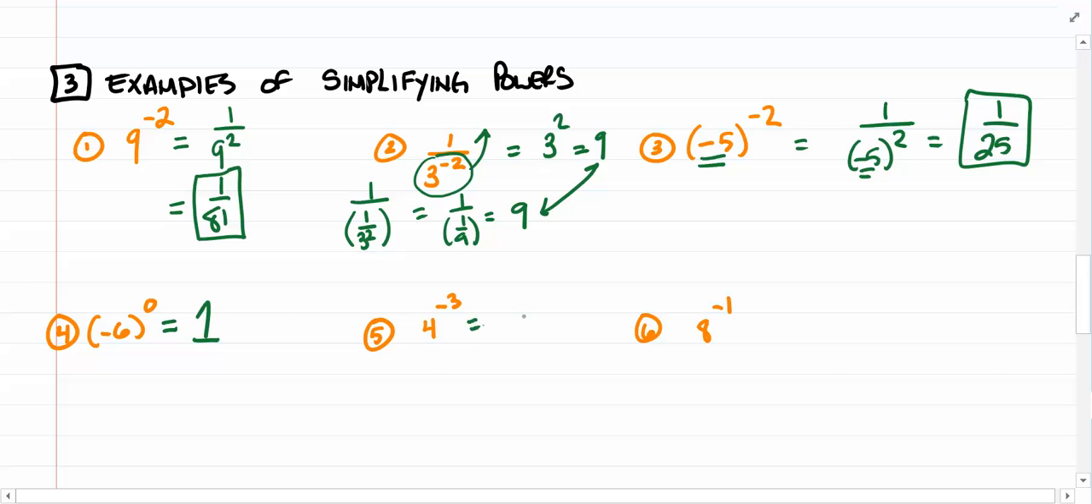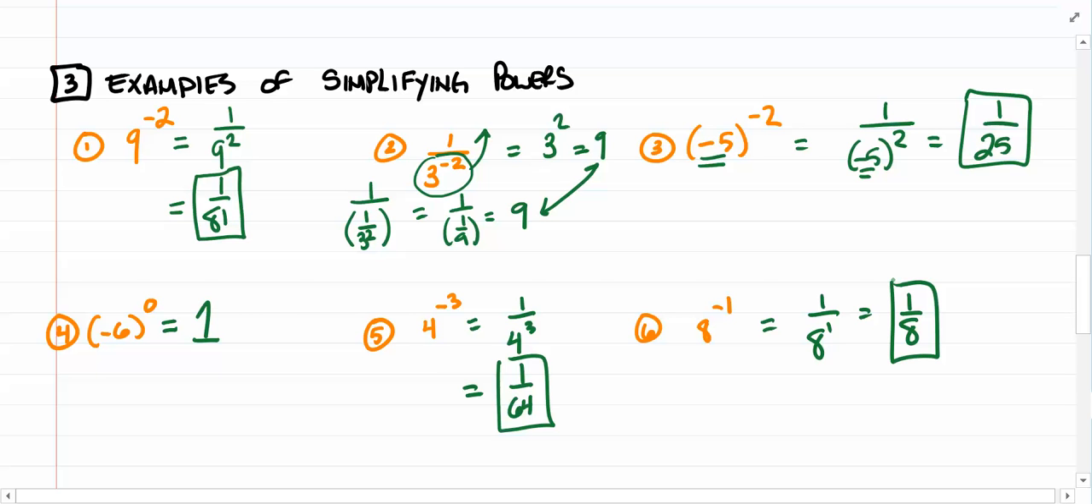4 to the negative 3 is 1 over 4 to the positive third, which is 1 over 64. 4 times 4 is 16. 16 times 4 is 64. And finally, 8 to the negative 1 is the same thing as 1 over 8 to the positive 1, or just 1/8. So there are 6 examples of simplifying powers.